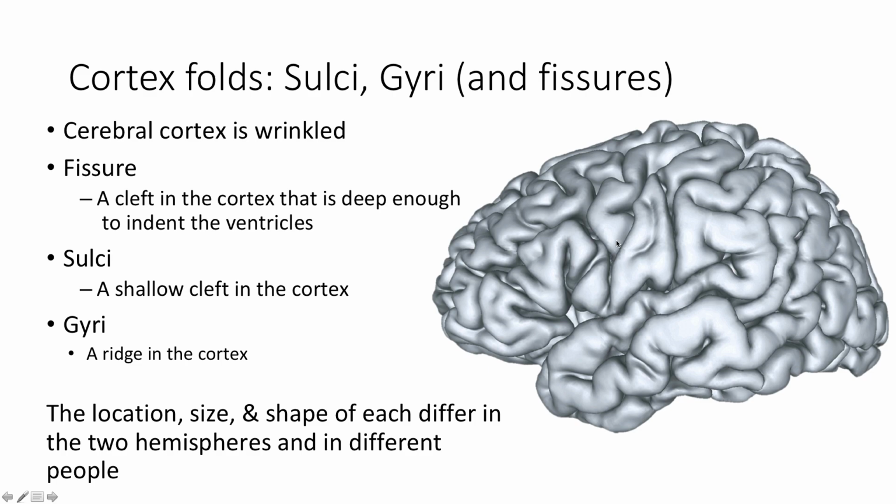If the sulcus is deep enough to indent the ventricles, some people call them fissures, but I honestly just call them sulci as well. So the location, size, and shape of all of these differ in the 2 hemispheres, and they also differ in people. However, we should all have the same sulci and gyri, and you have the same sulci and gyri in both hemispheres.